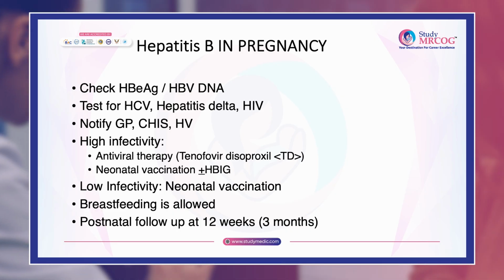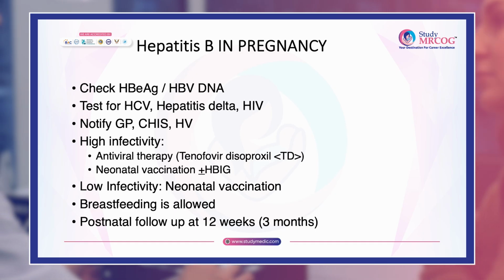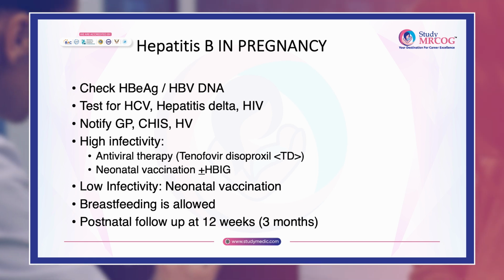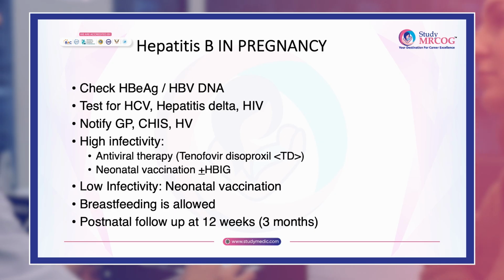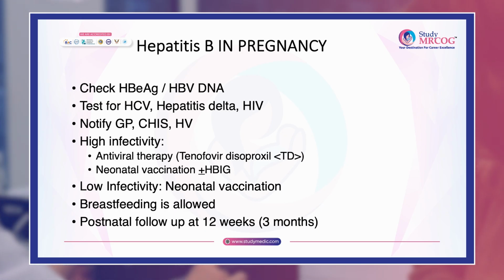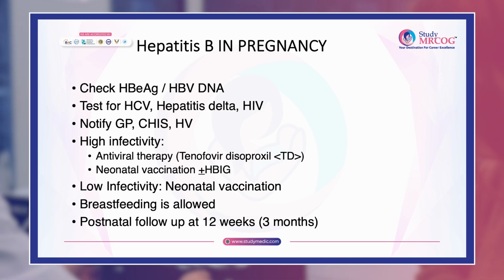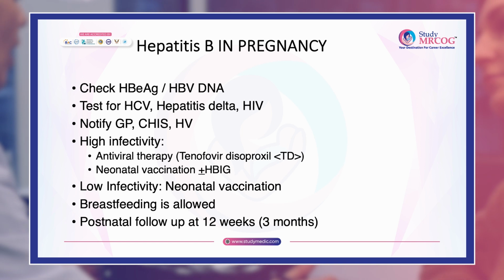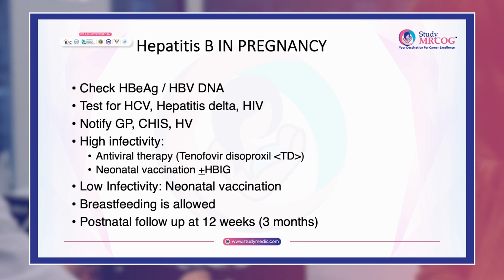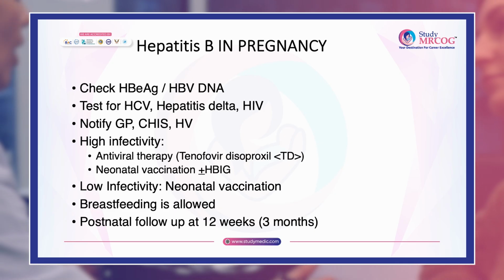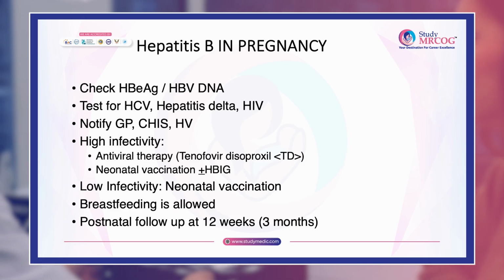Positive results need to be notified to the GP, the health visitor and the child health information system to ensure neonatal follow-up. A high infectivity, that is HBe antigen positive and high viral load, means that the patient will require maternal antiviral therapy and the drug of choice is tenofovir disoproxil or TD for short. Also at the same time, the CHIS has to be informed and neonatal vaccination along with hepatitis B immunoglobulin will need to be given to the neonate post-delivery. In cases of low infectivity, we need to give the neonate vaccination within 24 hours of birth. Breastfeeding is allowed in patients of hepatitis B, and all patients who have hepatitis B in pregnancy should be followed up at 12 weeks or 3 months so that they can be assessed.